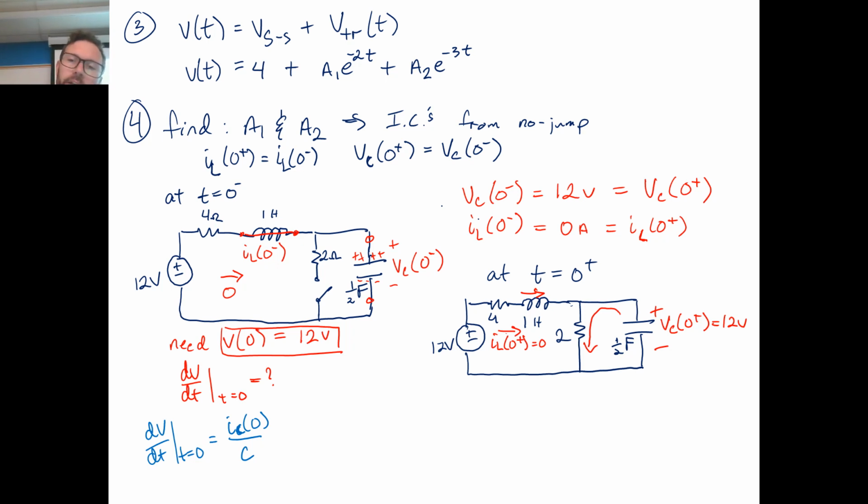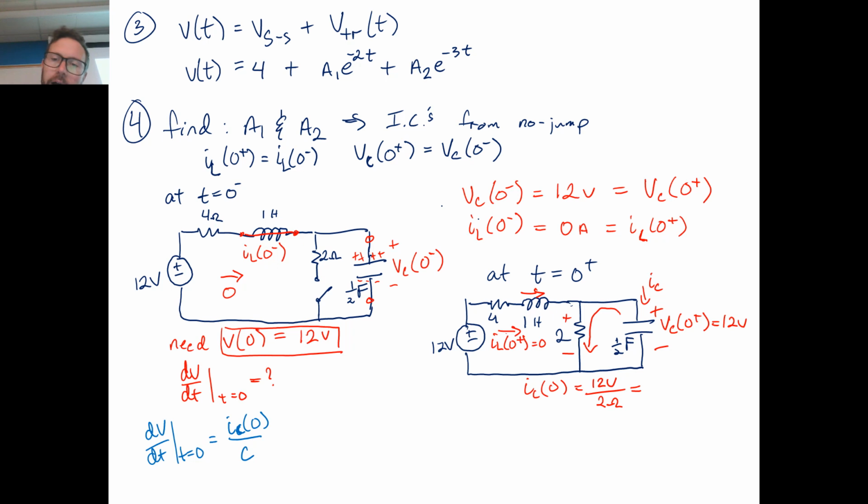So what we end up finding is that IC of 0 is equal to 12 volts, the voltage across that resistor, because that's in parallel with the cap, right? Divided by its 2 ohms, or it's 6 amps. Okay, so let's make sure we draw IC, right? IC is always shown as flowing from higher potential to lower potential, so it's pointing into the positive terminal on the capacitor.